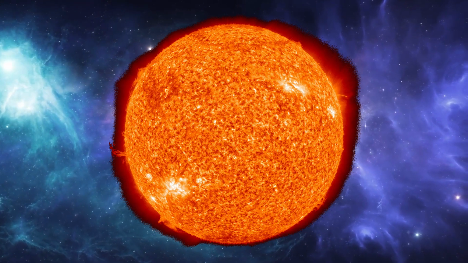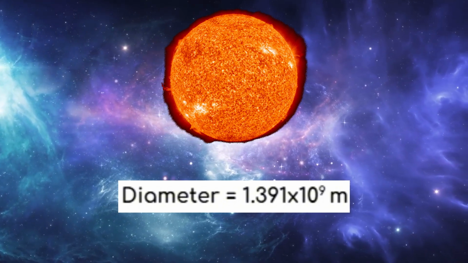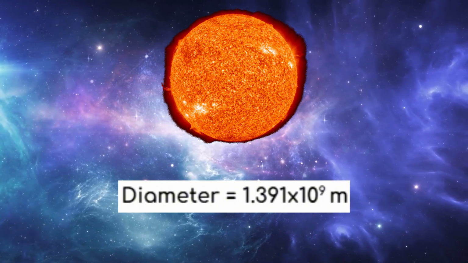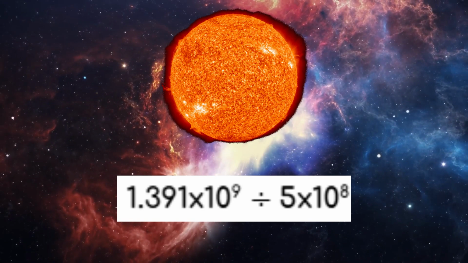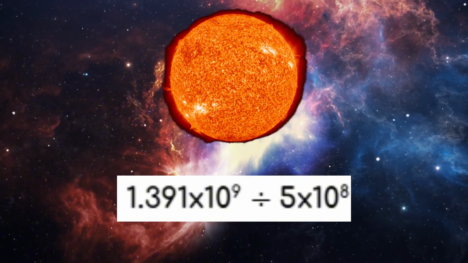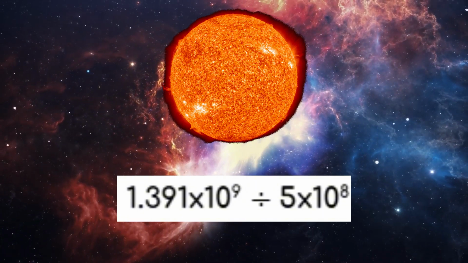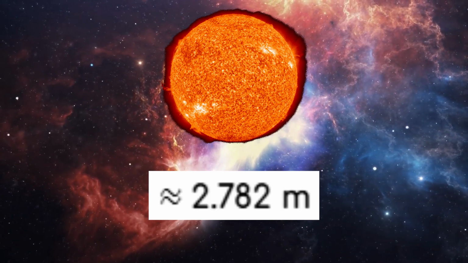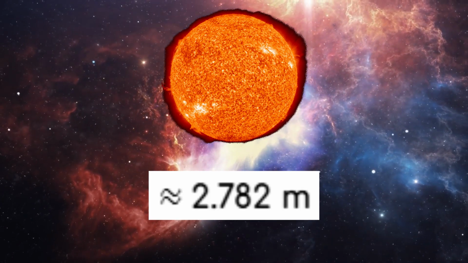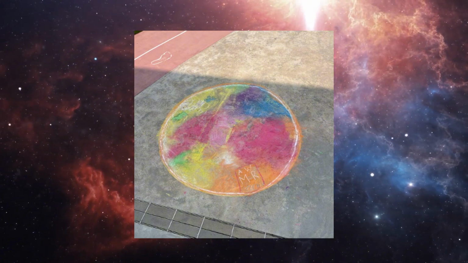The Sun has a diameter of 1.391 times 10 to the 9th power meters. So to find how big it will be for our drawing, we will do 1.391 times 10 to the 9th power divided by 5 times 10 to the 8th power. This is equal to about 2.782 meters for our drawing. The Sun will be drawn in the middle of our school.